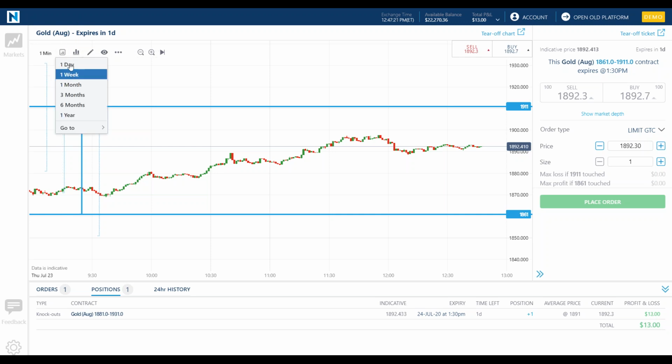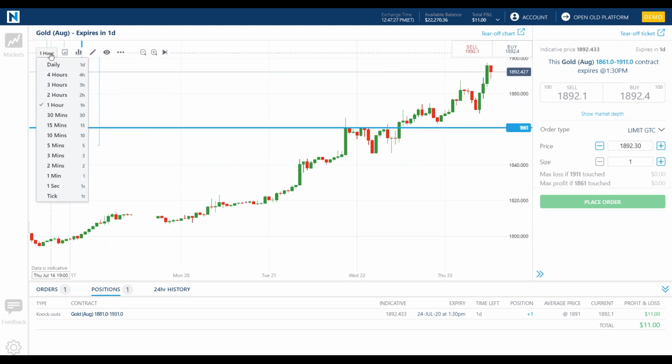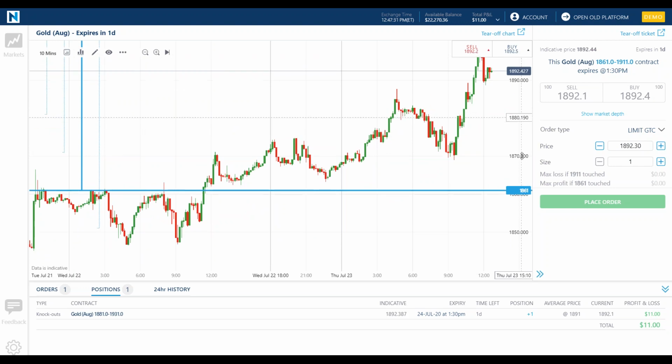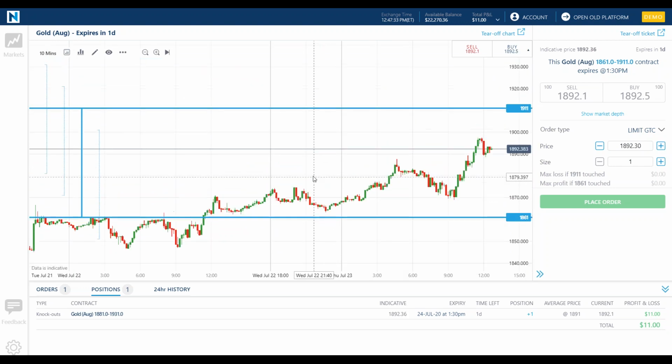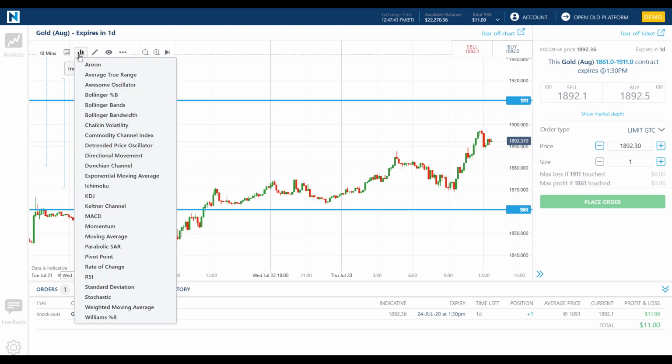Let's go ahead and choose a day. Actually, let's choose a week, and let's use 10 minutes. This is gold, a weekly chart of gold, 10-minute bars. And what I'd like to show you are some technical analysis tools. We've got some technical indicators that are built into our charts.